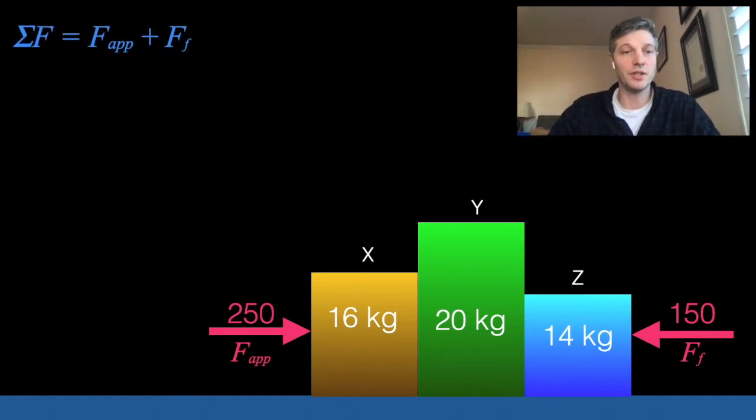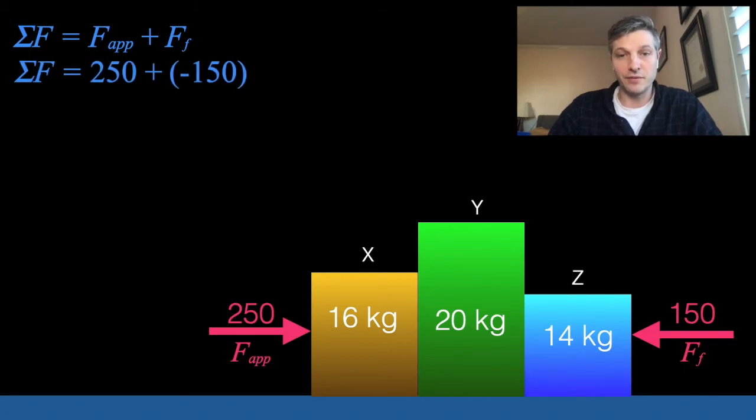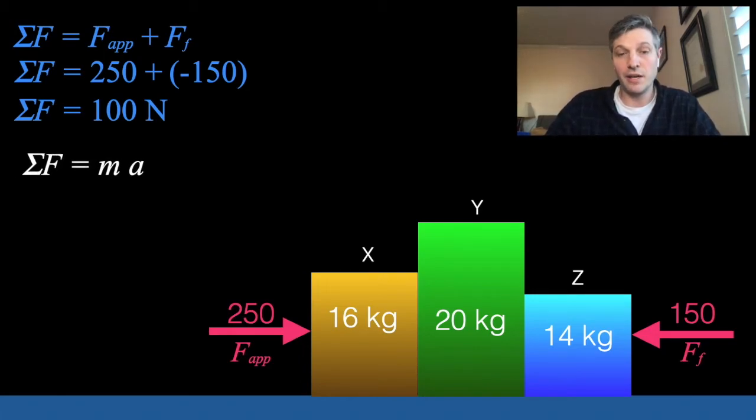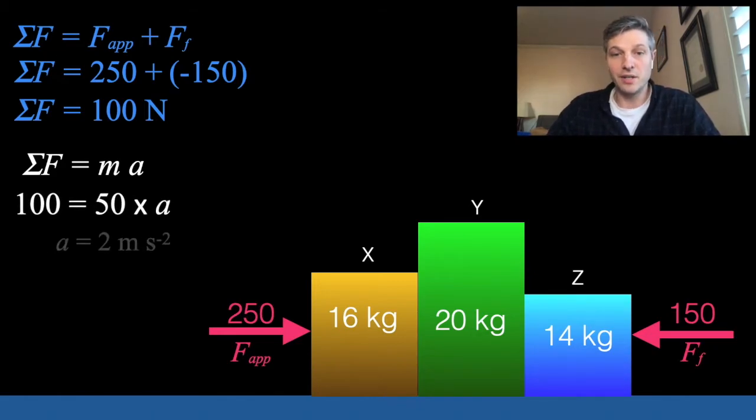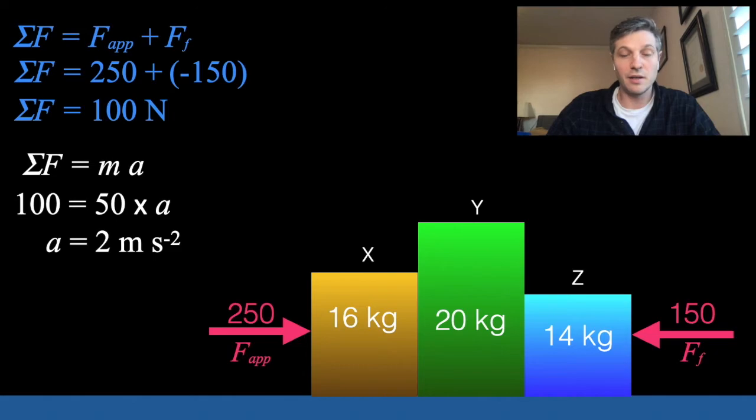So the net force in this case is the first thing we've got to figure out. What is the actual net force being applied to this system? So we have 250 plus minus 50 gives us an overall net force of 100 newtons. Now we want to find out what is going to be the acceleration of this system. So F equals ma, we've got a net force of 100, a mass of 50, nice simple math here. Acceleration is 2 meters per second per second.